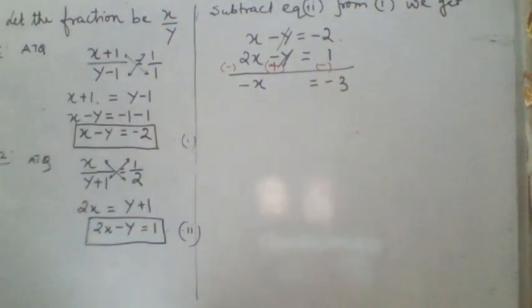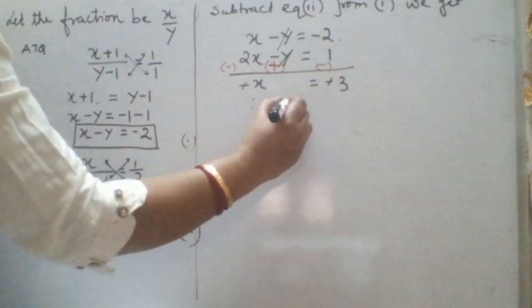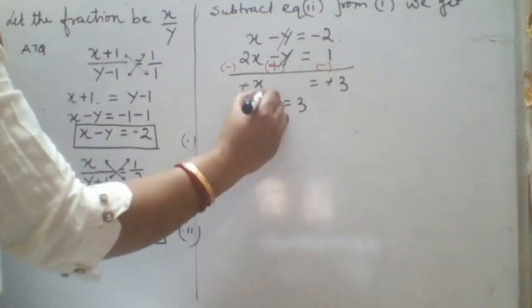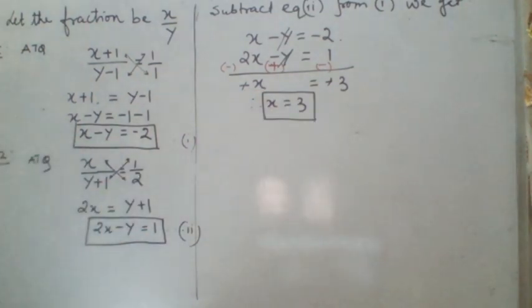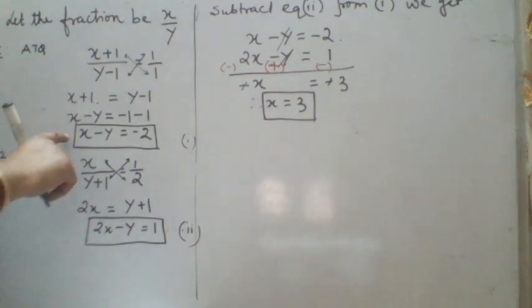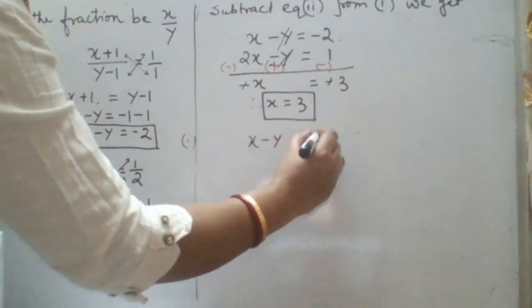So this is minus 3, minus minus gets cancelled, therefore x is equal to 3. So value of one of the variables is 3. In order to get the value of the other variable y, let us choose this equation. This says x minus y equal to minus 2.